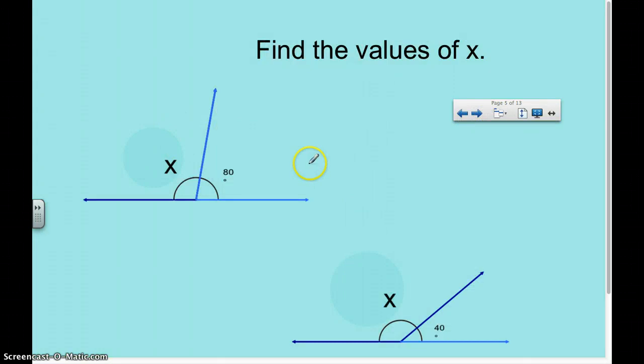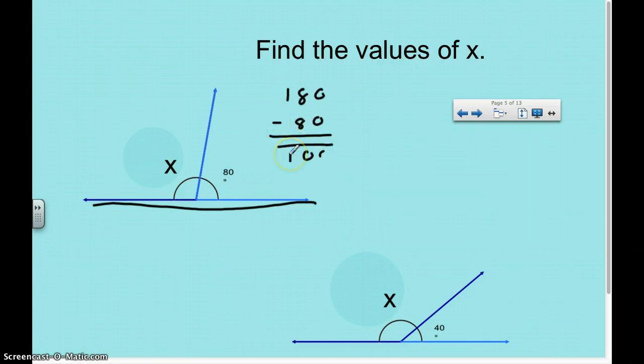When you find the value of x, this is a straight line, so I know that. So I can take 180 minus this 80, and that is going to give me 100. So x is going to be 100.